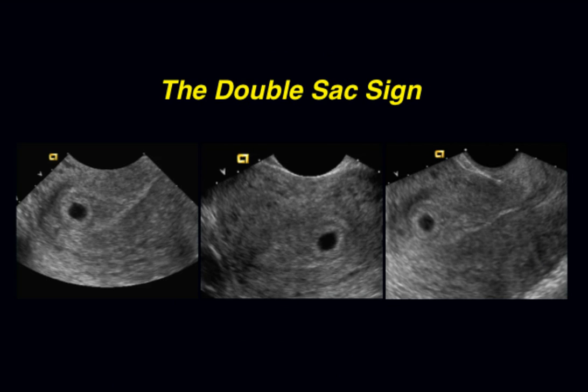As discussed, the double sac sign is the least reliable sign we will use to diagnose an intrauterine pregnancy. I first described the double sac sign in 1982, and it never once led me astray. However, when I am going to use the double sac sign as the one and only criterion to diagnose an intrauterine pregnancy, I choose the image that I will demonstrate to the jury.